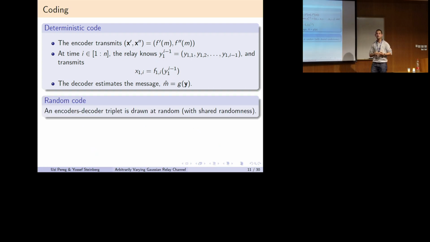Now, a random code is defined as the triplet of these two encoders and the decoder, drawn at random from a given collection of codes, with shared randomness between those three parties, between the two encoders and the decoder.